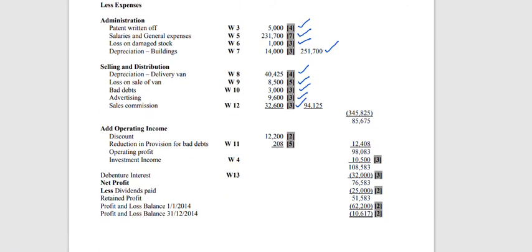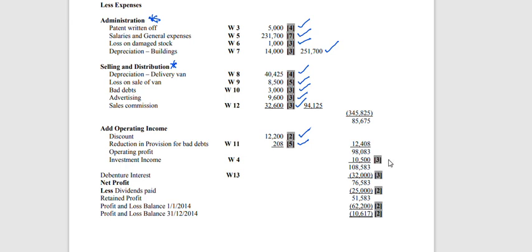Make sure you have the headings admin expenses and selling and distribution expenses. You will lose a mark if you don't have those headings. Operating income, discount, that came from the suspense note. No, actually, there was no note with discount. That's straight from the trial balance. The reduction in provision for bad debts, we did a note on that.